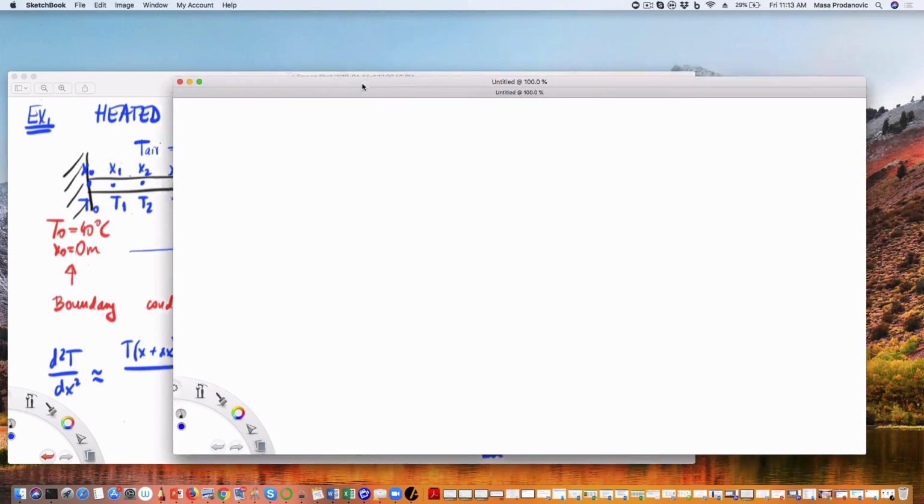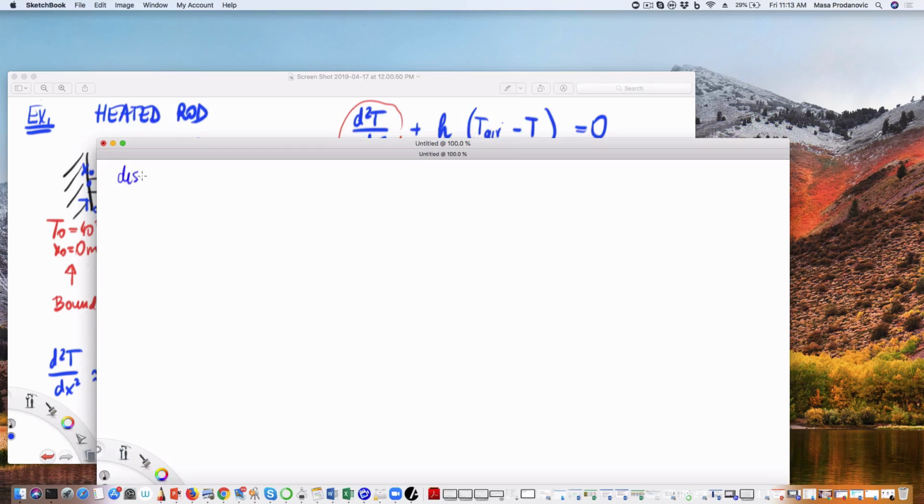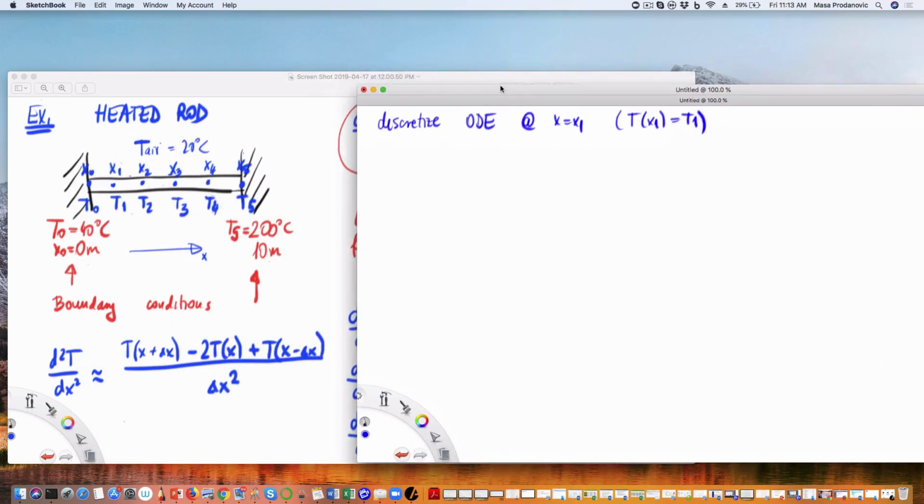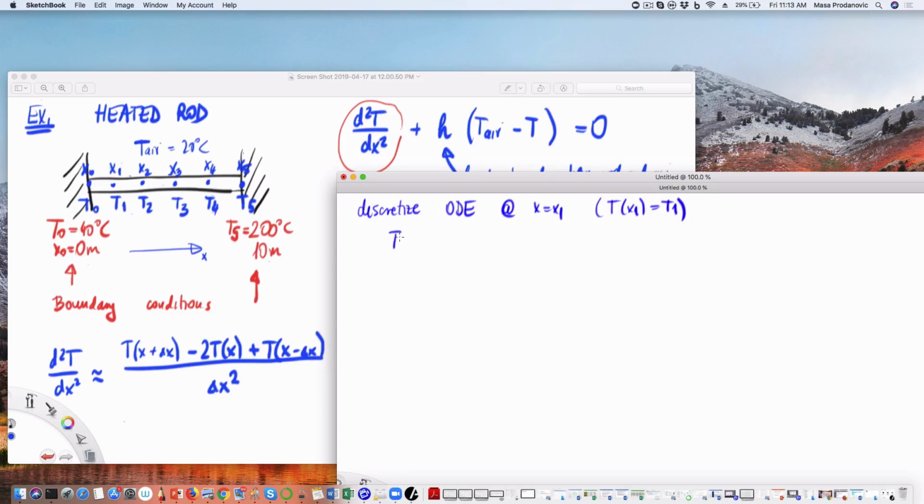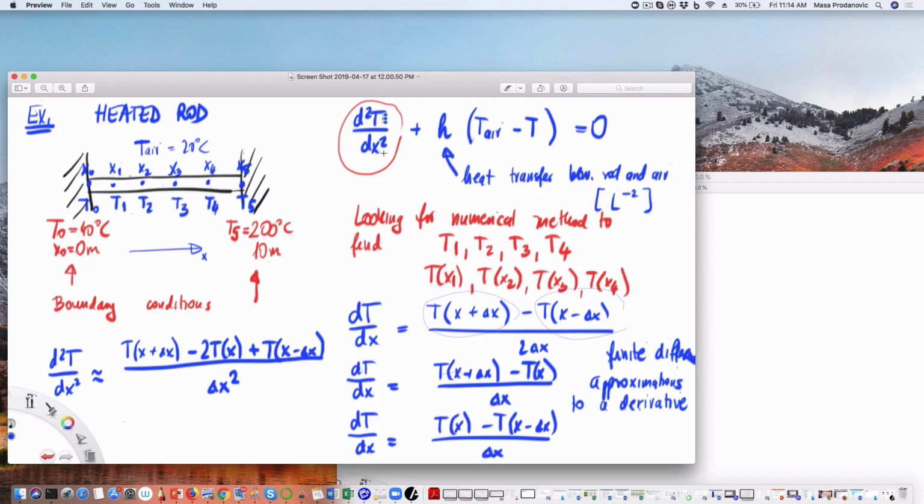So basically now we discretize the differential equation, ODE, ordinary differential equation, at point x is equal to x1. So basically t of x1 is t1, right? So if I do that, let me show the equation as well. My t of x1 plus delta x is essentially t of x2 minus 2t of x1, so I'm following this differential operator, plus t of x0, divided by delta x squared. So this is the second derivative of t discretized at x is equal to x1.